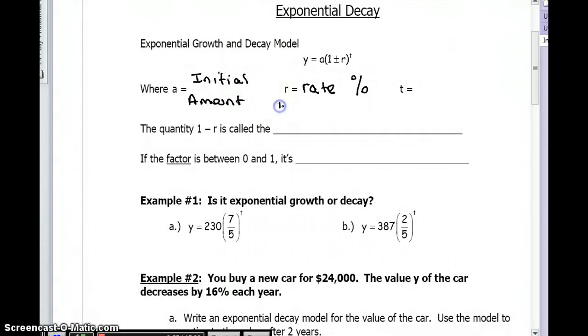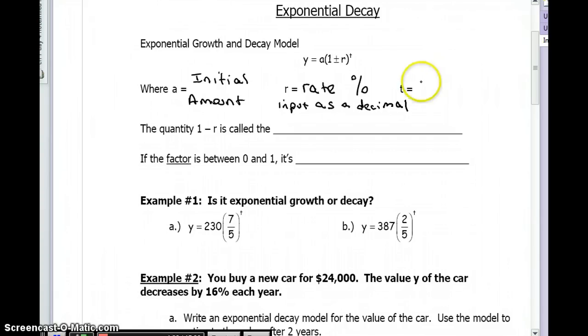So I'm going to write input as a decimal. It's a very common mistake to miss this part. So we have to input as a decimal. All right, to input as a decimal, we always divide by 100.